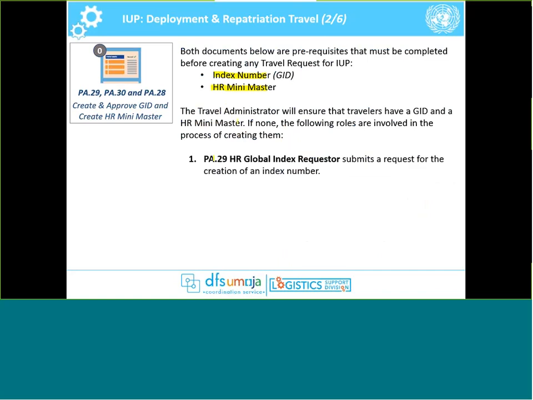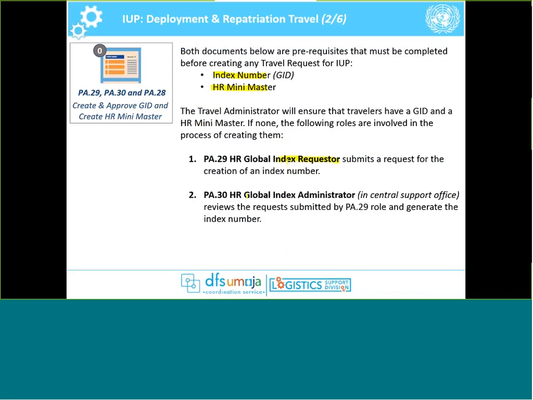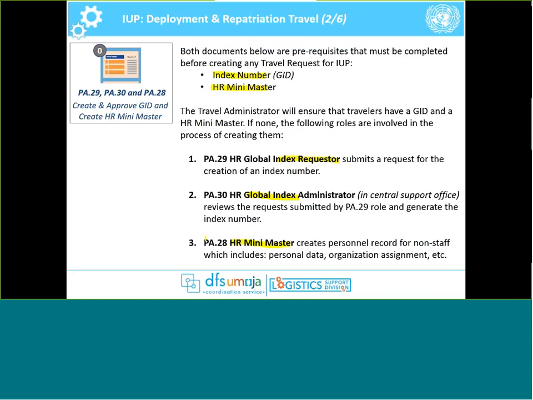Okay, and here you have the roles that are involved in the request of the index number and the approval of the index number, and also the HR partner role that can complete the HR details to allow the IUP to travel using Umoja. Okay, so here you have the requirements of the index number and the HR minimaster, but it's not your responsibility to execute those actions. Okay.